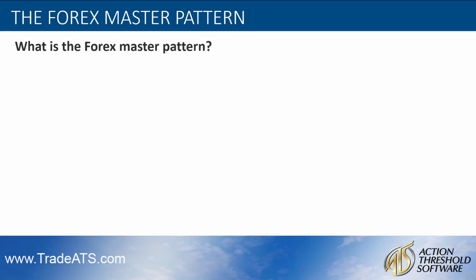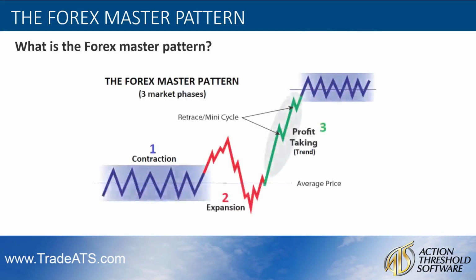So, what is the Forex Master Pattern? Here it is. This is the Forex Master Pattern, which is actually three market phases, or three different phases of price activity or price action. Phase number one, you can see right here, is what we call contraction. This is the tightening of the market. Phase number two is what we call expansion. It's when it leaves the contraction phase. And then phase number three is the profit taking or trend phase. So this is kind of a broad stroke overview of what the master pattern is.